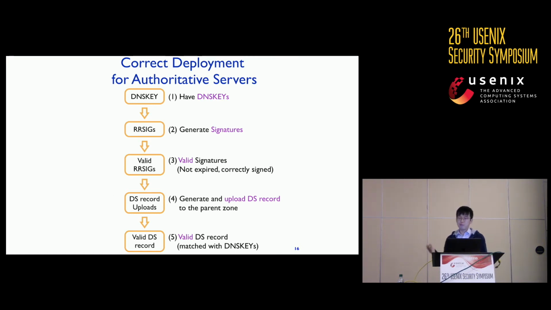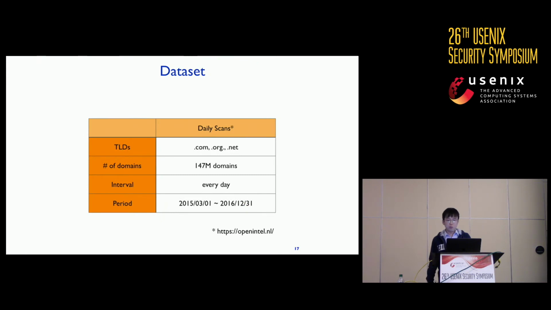Now to do that, we need the data. We need large-scale historical data to see the trends. So we measured all .com, .org, and .net second-level domains every day using the OpenINTEL platform. The number of domains we cover is up to 150 million, and we regularly fetch all the DNS records and the DNSSEC records. This is a huge data set: 147 million domains every single day, about 50 billion DNS records. This is a previous view of the DNS ecosystem.